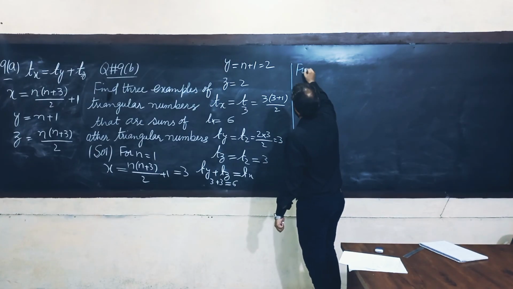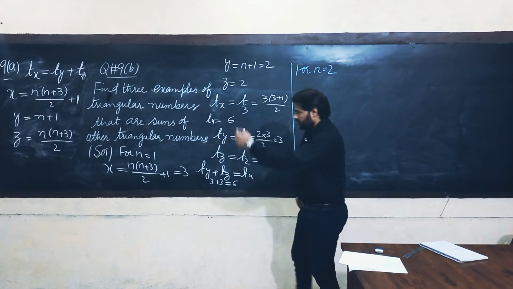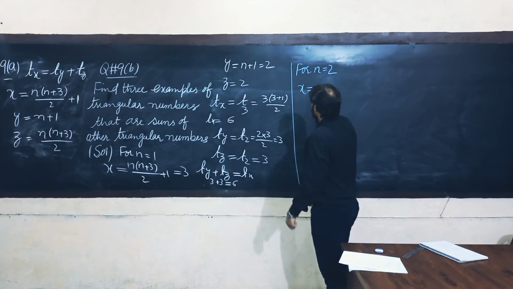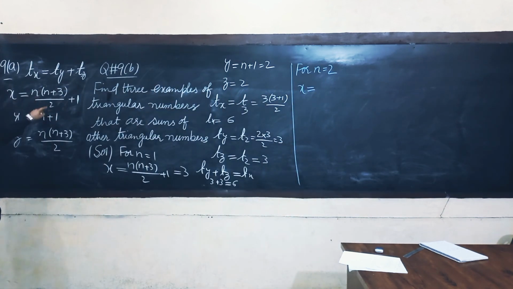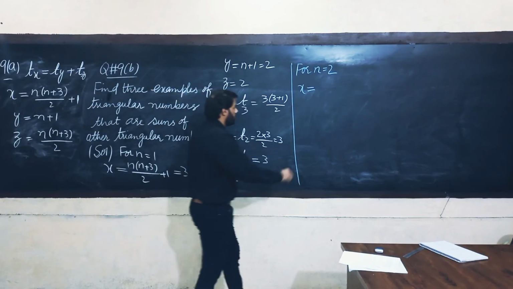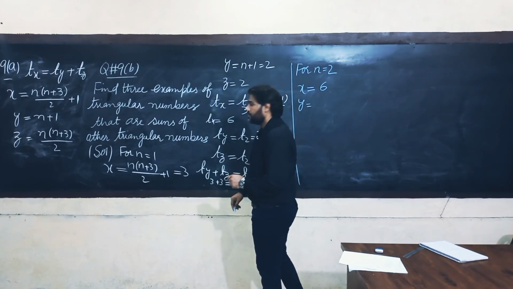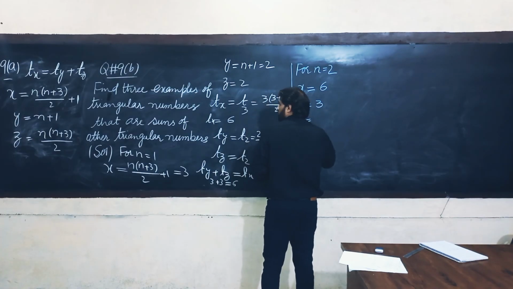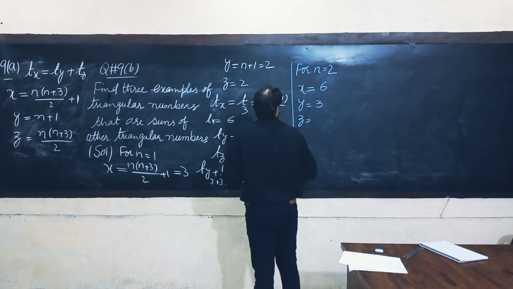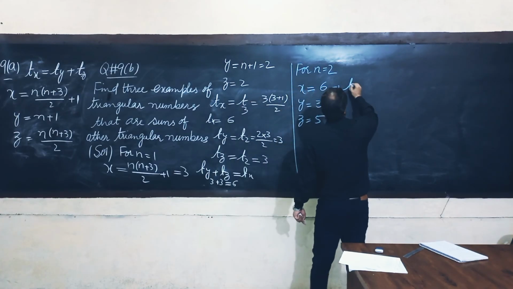For n is equal to 2, if you put n is equal to 2 in x, y, z, when you put n is equal to 2 here, this will become 5. 5 plus 1, 6. X is equal to 6 here. Your y is n plus 1. 2 plus 1, this is equal to 3. And your z is simply 5. Now, this gives tx.